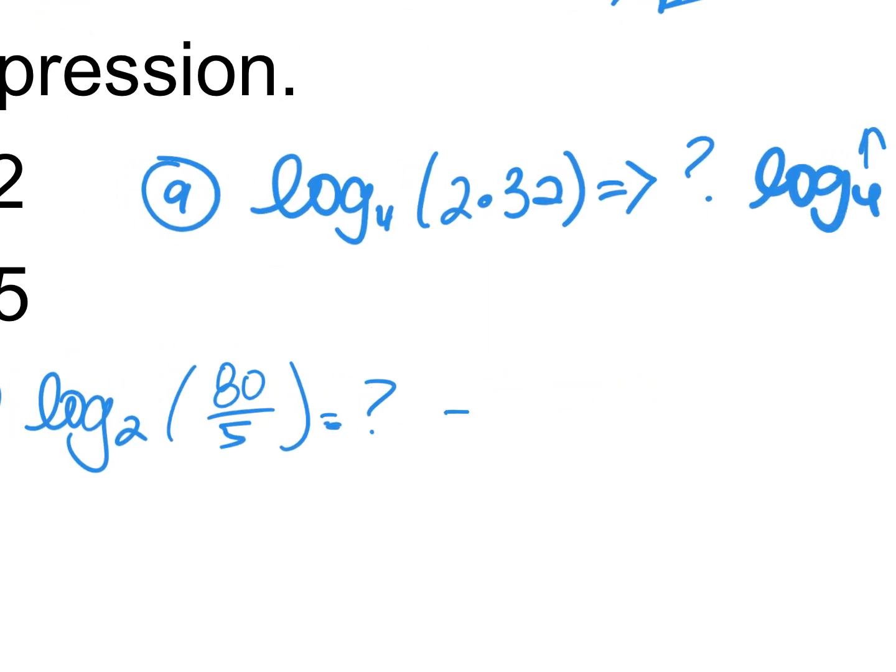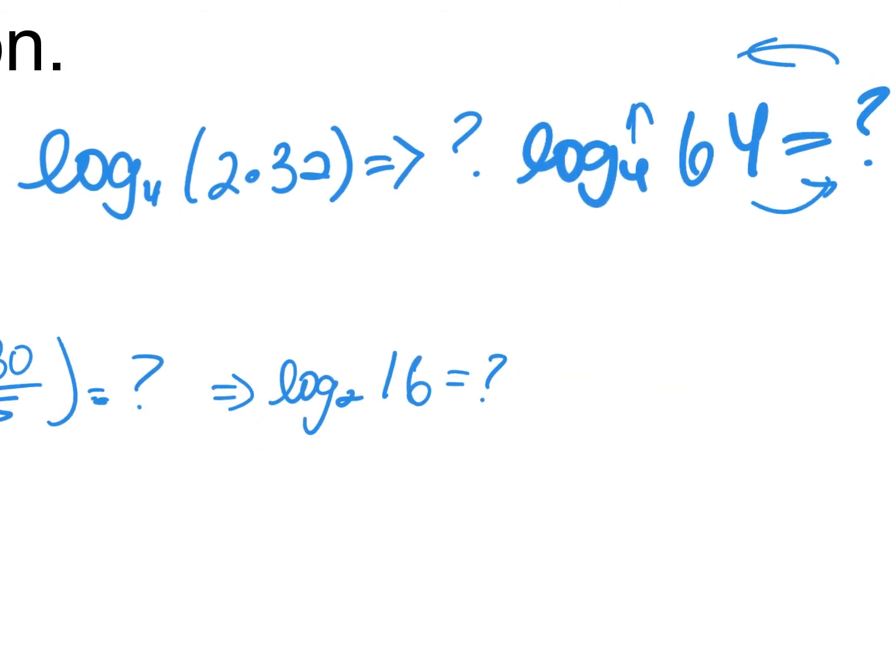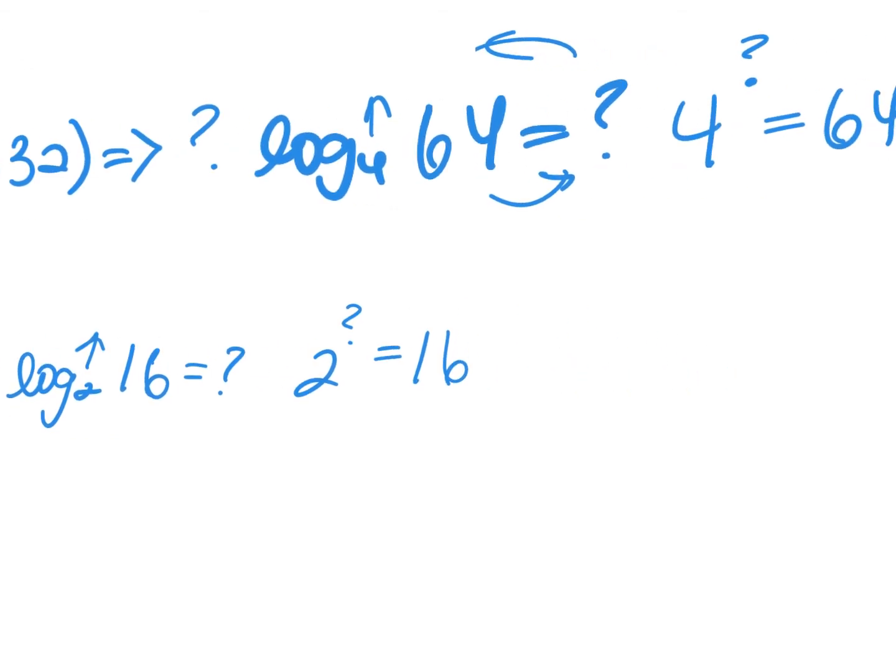So keep going. This becomes log base 2. What's 80 divided by 5? 16. Equals, we don't know. But let's think exponentially. How can I rewrite this? What would it become, Zara? 2 to the question mark power equals 16. Yep, 2 to the, we don't know, equals 16. 2 to what power equals 16? There you go, 4.